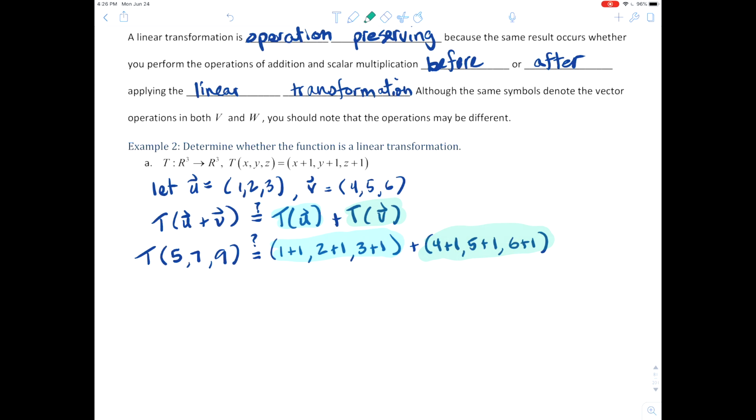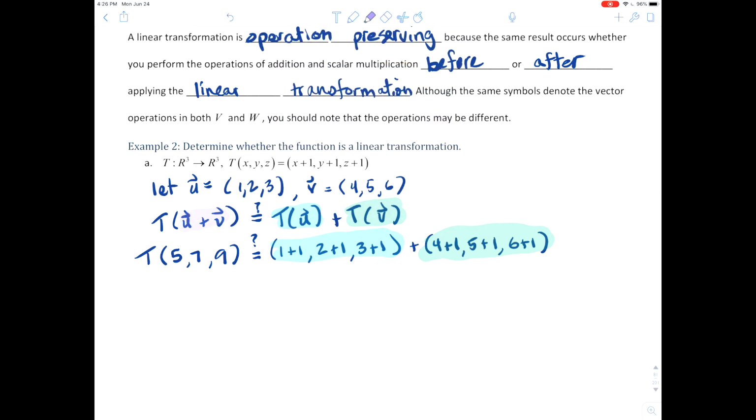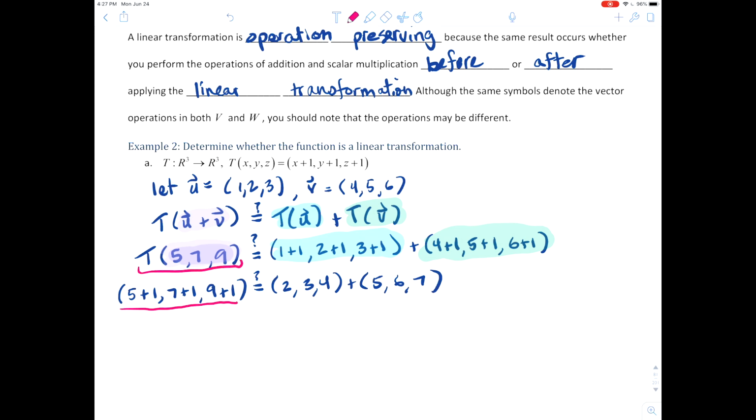And I still have not applied the linear transformation to the other one, but what I have done is I've added together the vectors u plus v to get this vector, 5, 7, 9. Groovy? Okay, so applying the transformation to 5, 7, 9, I'll have what? 5 plus 1, 7 plus 1, and 9 plus 1. Is that equal to 2, 3, 4, plus the vector 5, 6, 7? This represents applying the linear transformation to the vector 5, 7, 9.